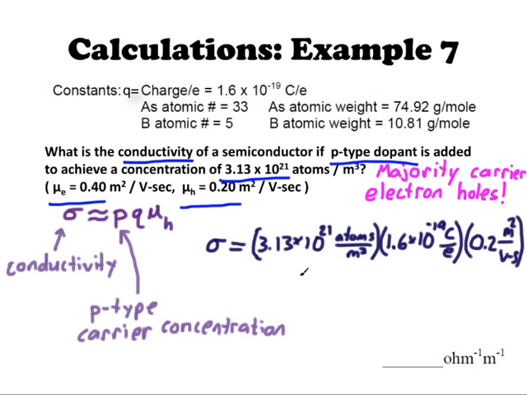We have a p-type concentration of 3.13 times 10 to the 21st atoms per meter cubed, multiplied by the charge of an electron, which is a constant, multiplied by 0.2 meters squared per volt second for the mobility of the holes. When you calculate this out, you will get about 100.2 inverse ohm inverse meter for the conductivity of this p-type semiconductor, which is our final answer.